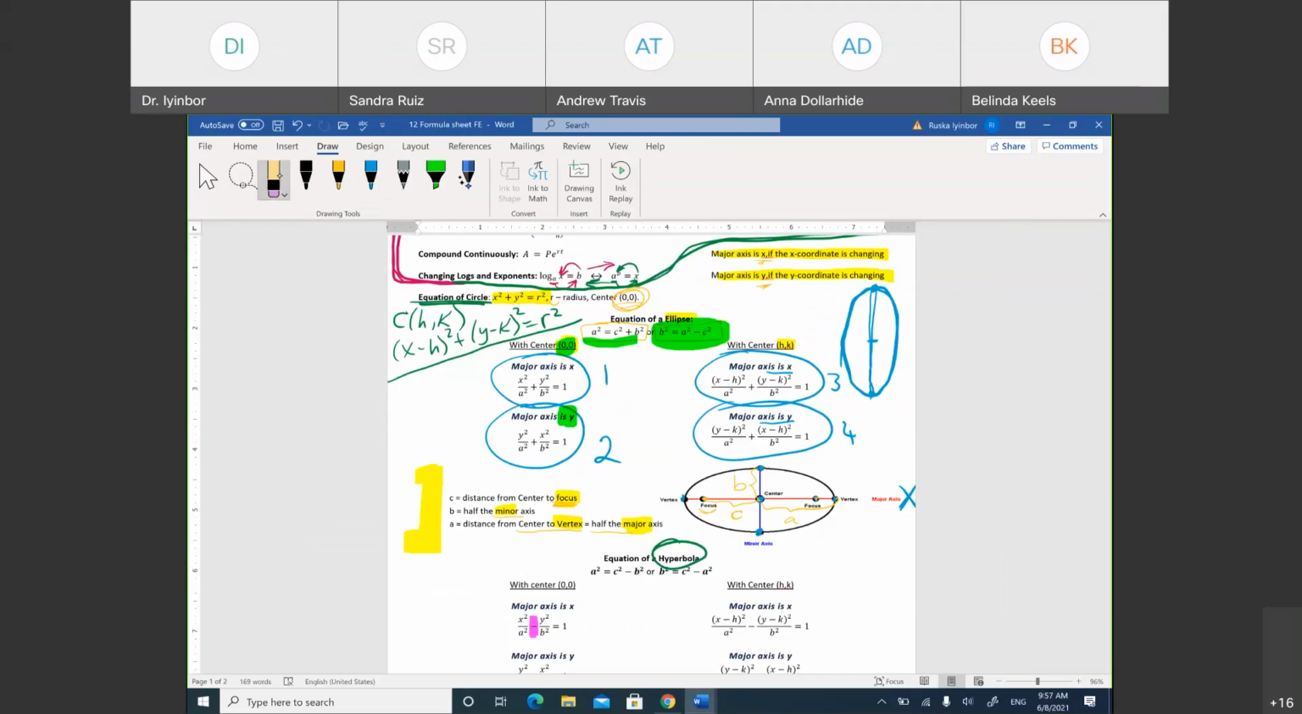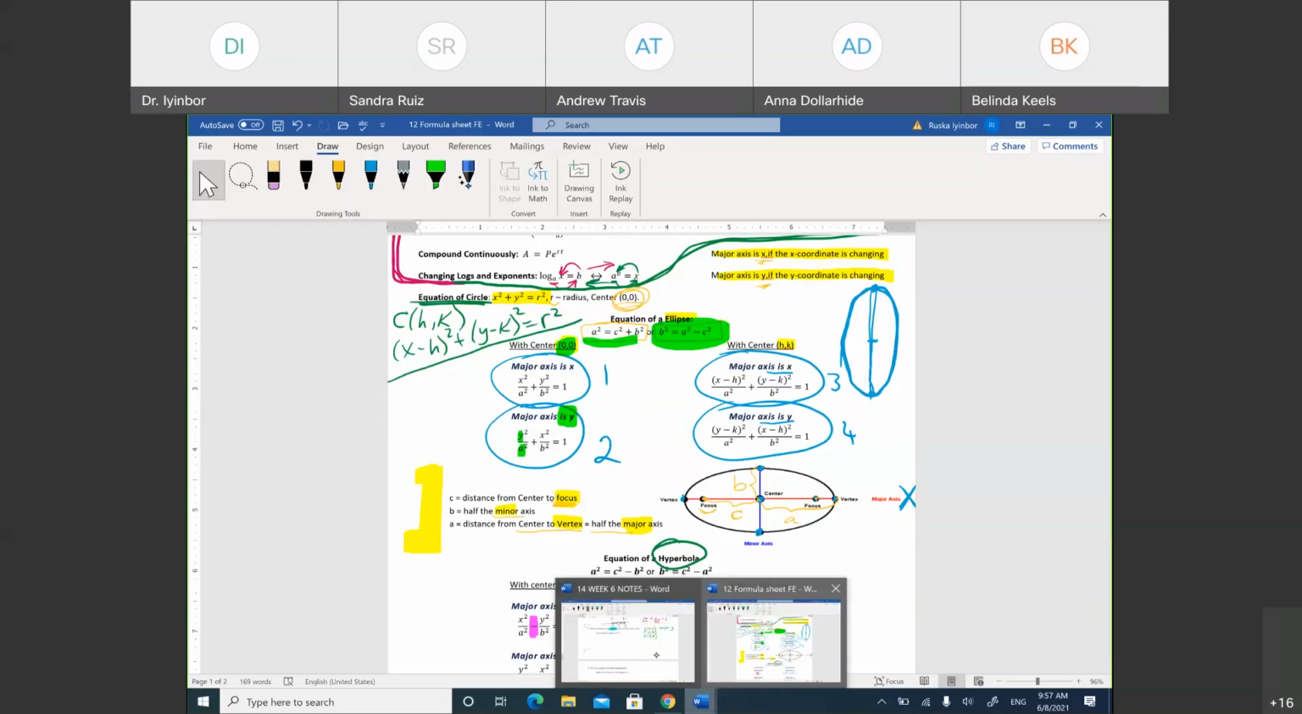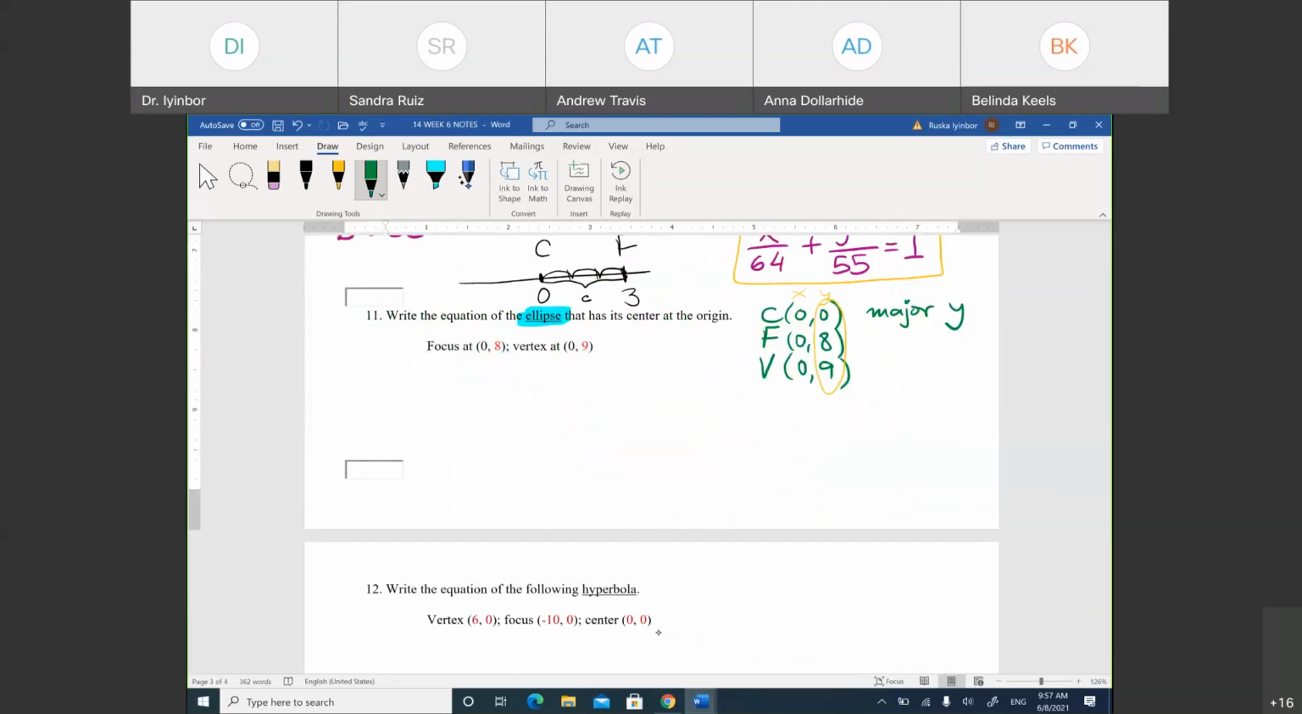What is the difference between the first one? You have y squared over a squared. So if the major axis is y, it is over the major axis, the a. That's the difference, okay? So that's what you're going to use. I'm going to just copy the equation here. So the equation we're going to get is going to be y squared over a squared plus x squared over b squared equals 1. So this is how my answer is going to look like.